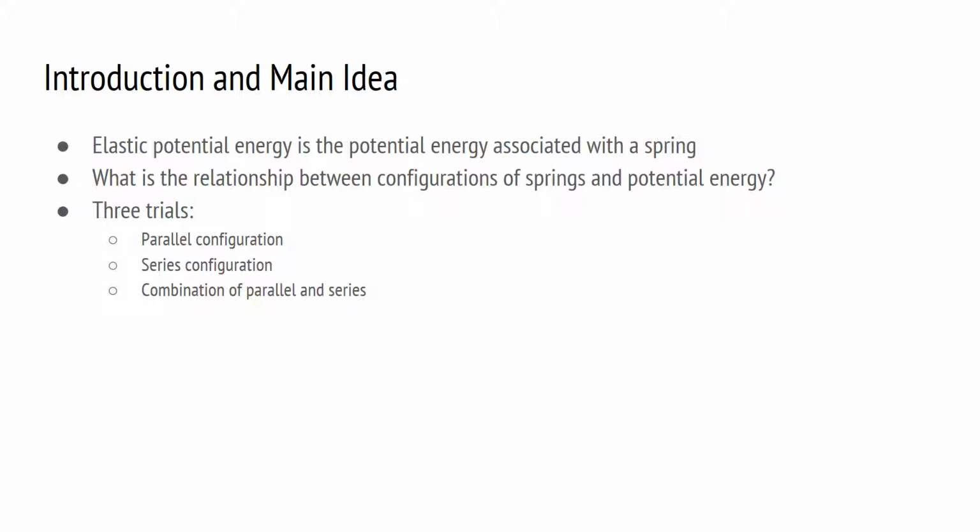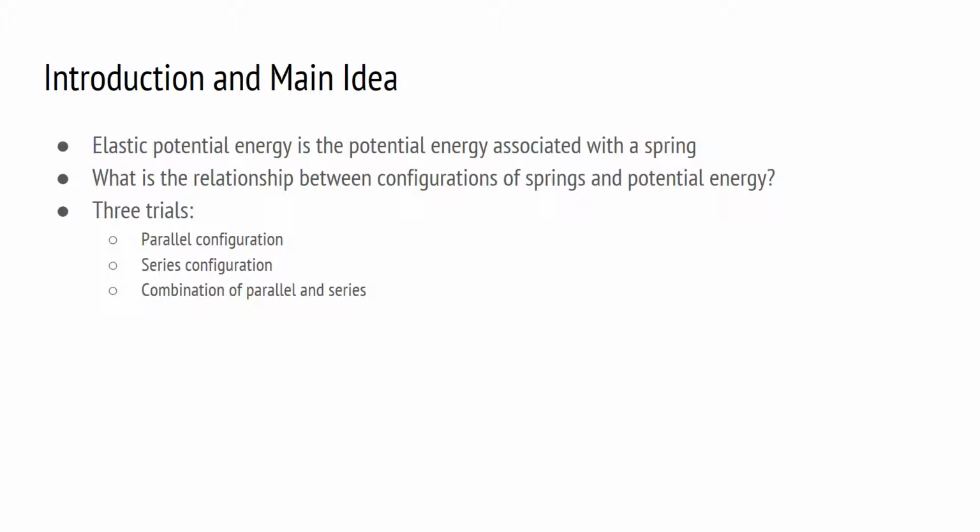We initially predicted that the parallel configuration would be the hardest to pull with the highest spring constant and amount of potential energy because they are acting as separate springs. We also predicted the series configuration to be the easiest to pull with the smallest spring constant and amount of potential energy because the springs in the configuration are acting as one spring. It was determined that our predictions were correct.